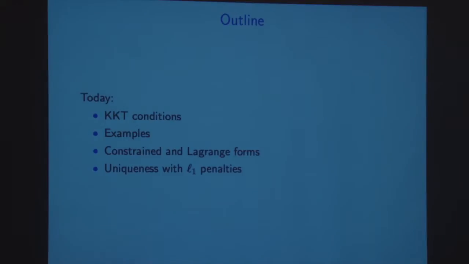We're going to go through a bunch of examples, and then we're going to talk about some common things that you might encounter in stat and ML problems, like constrained and Lagrange forms of penalties or of regularization, and some issues of uniqueness, some surprising things you can do with the KKT conditions.